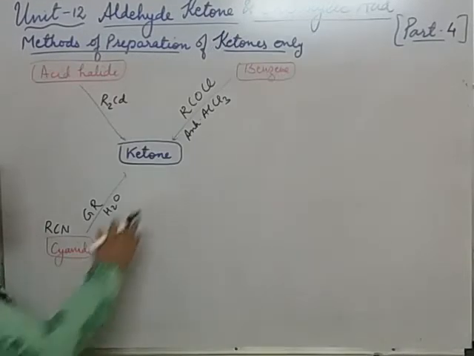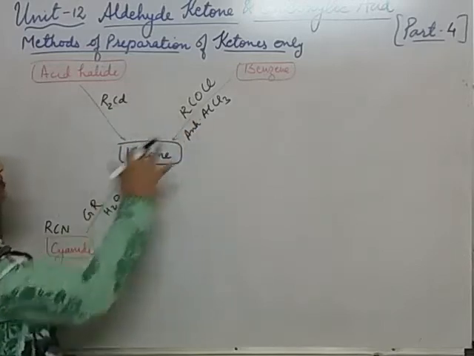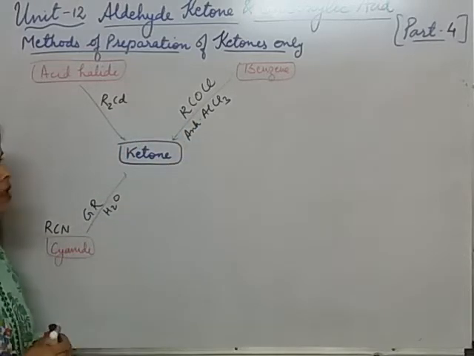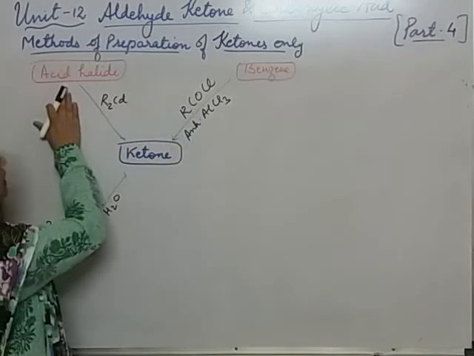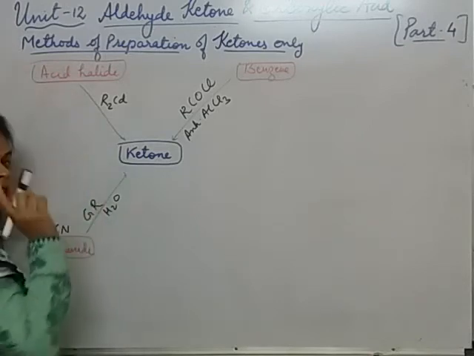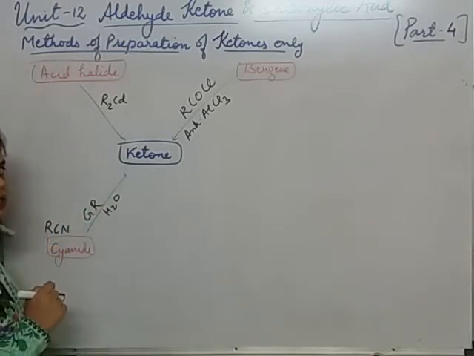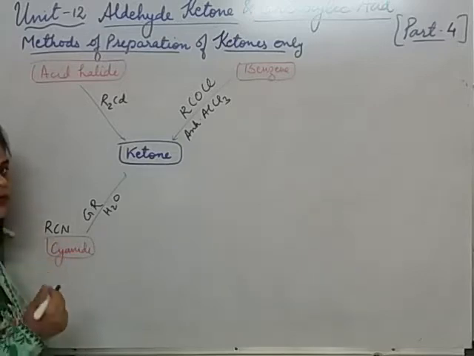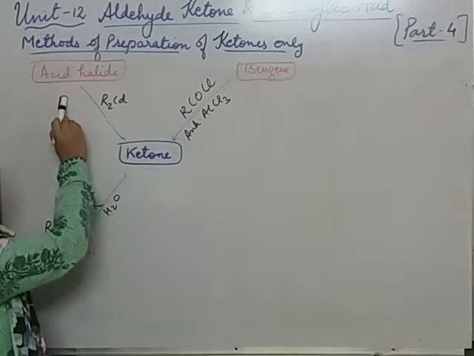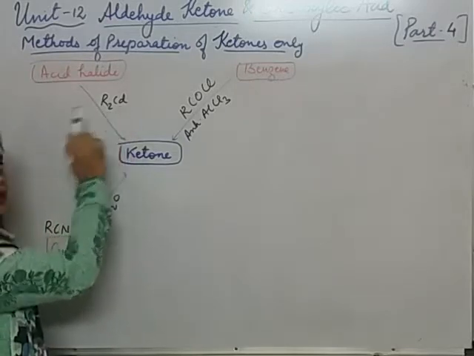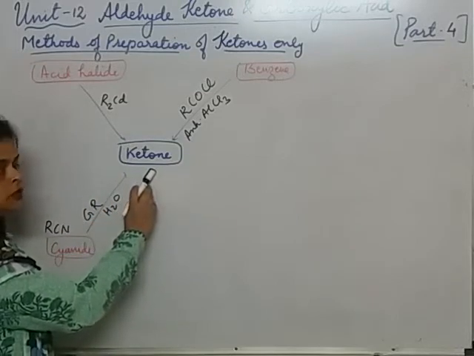Okay, so for ketones generally we have only 3 specific methods by which we can prepare them. The first one is acid halide. In aldehydes it was the Rosenmund reaction by which the acid halide was converted into aldehyde. Here, acid halide, when treated with dialkyl cadmium, is converted into ketone.